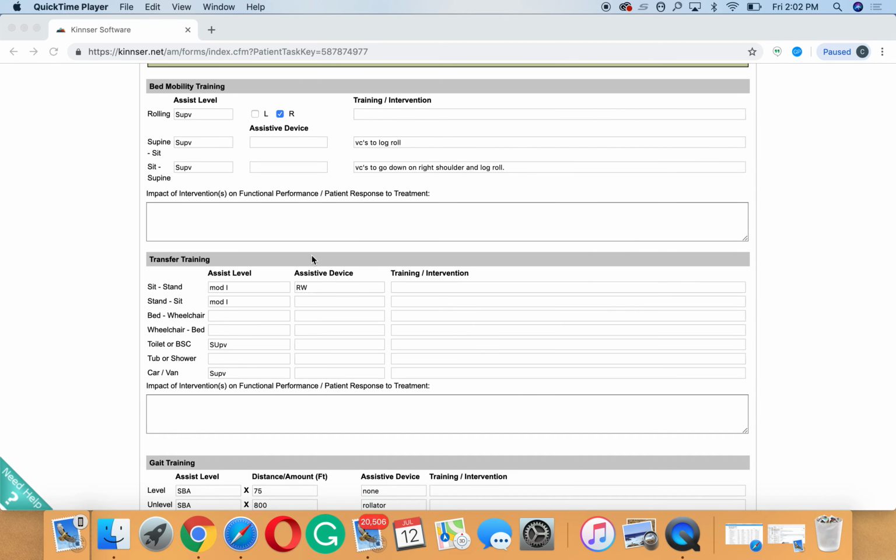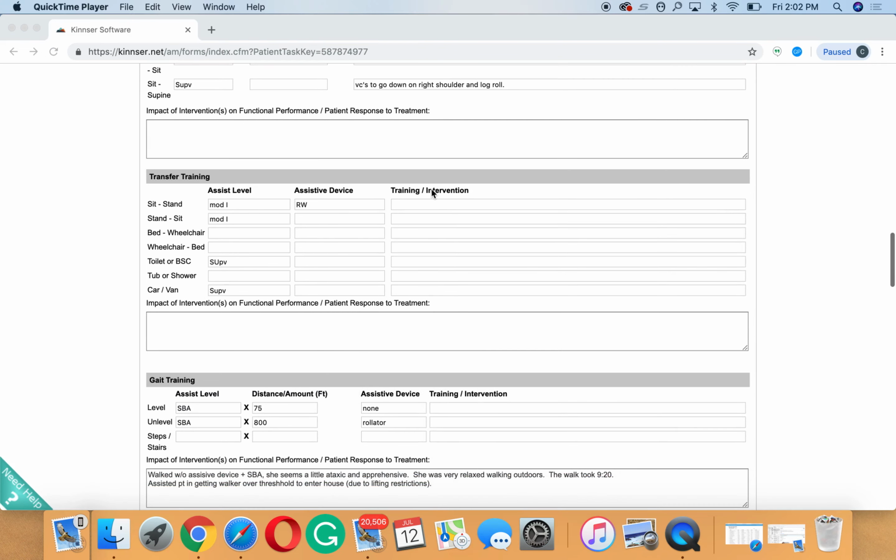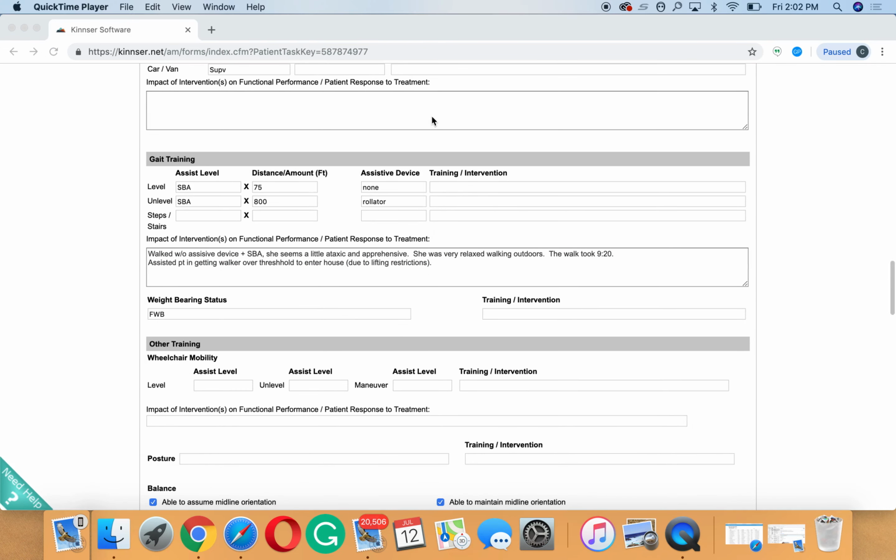Bed mobility, transfer training, all of these, if you didn't work on that intervention this visit, then all of this under training and intervention should be left blank. Same thing for gait training. If you didn't do it this visit, erase the whole thing.